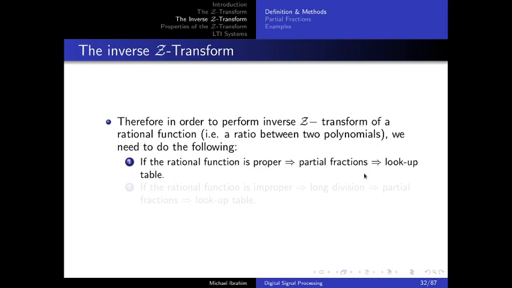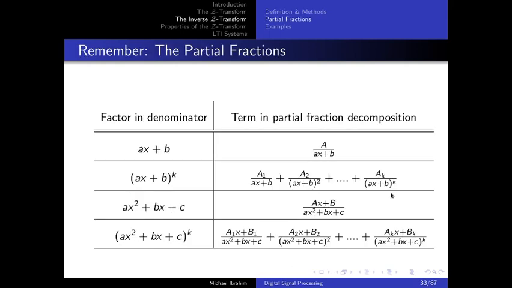In this case, we can use the partial fraction right away, and then we can use the lookup table we have built in the previous lectures. But if the rational function is improper, and by improper we mean that the order of the numerator is larger than or equal to the order of the denominator, in this case we first need to do the long division, and then we need to do the partial fraction and the lookup table.